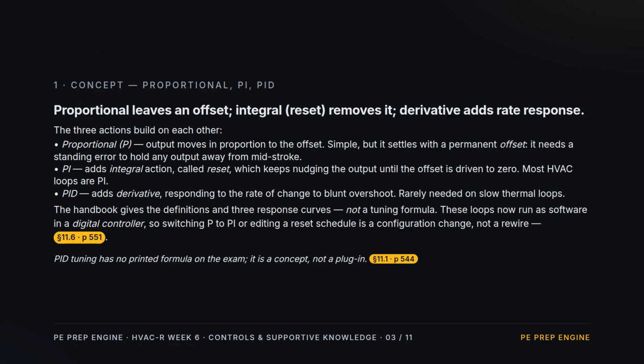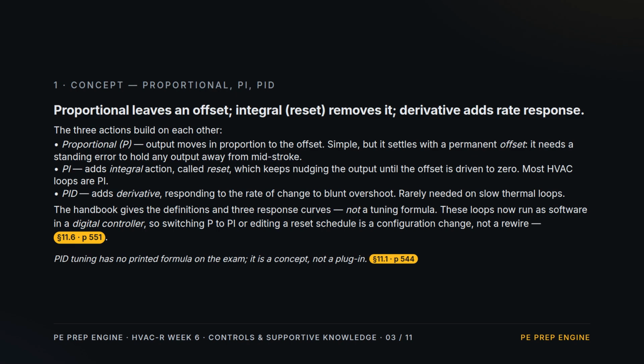The sensor reads the result and returns it to the controller, closing the loop. Concept: proportional, PI, and PID. The 3 actions build on each other. Proportional moves the output in proportion to the offset. Simple, but it settles with a permanent offset, because it needs a standing error to hold any output away from mid-stroke. PI adds integral action, called reset, which keeps nudging the output until that offset goes to 0.